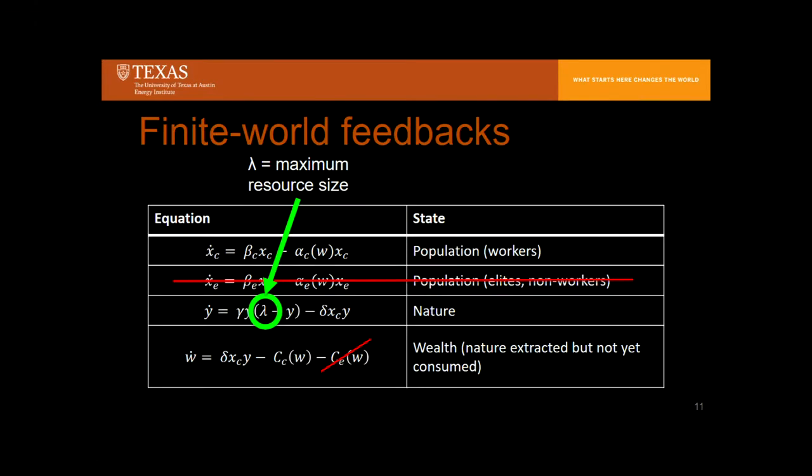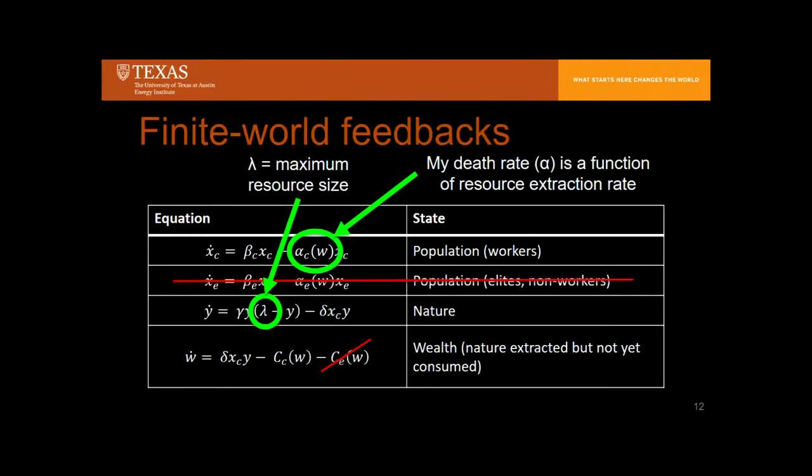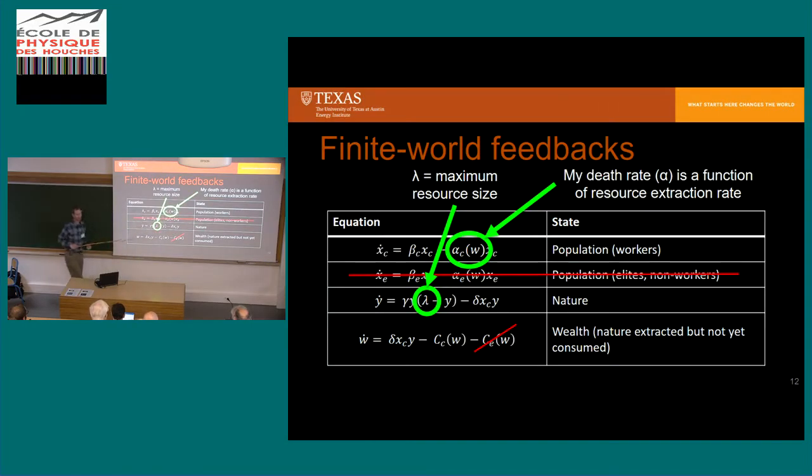So what are the finite world pieces of their model? They have this lambda parameter, which is defined as the maximum resource size. So this is basically the one factor that says this is how big the Earth is, or the world is. It's some maximum size of the forest, if you will. The death rates are a function of wealth. I make them a function of the extraction rate. So essentially, if there's enough nature being extracted for people to consume, they're relatively healthy and the death rates are low. If there's not enough nature per person or extraction per person, then the death rates can be higher and population can go down. So this is the feedback that prevents population from going up indefinitely.